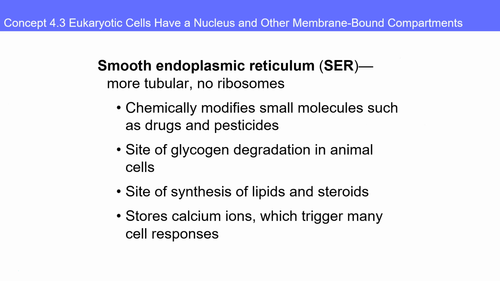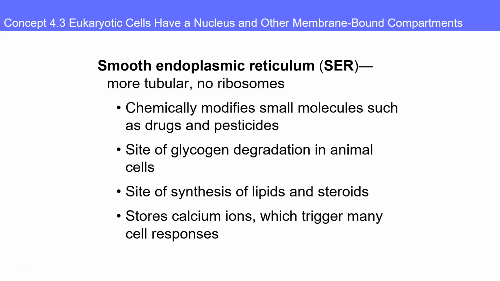Now, the smooth ER is not to be left out. Most people tend to neglect that. Smooth ER plays a very critical role. While it is tubular and has no ribosomes, it is the organelle that chemically modifies small molecules such as drugs and pesticides. That means it is the purifying region of the cell. Typically, a lot of chemicals like alcohols are going to be detoxified here. It's also the site where glycogen will be degraded in animal cells to break it down for smaller purposes. It's also the site of lipid synthesis. Sorry, not protein, steroid. Lipids and steroids are going to be synthesized here in the smooth endoplasmic reticulum.